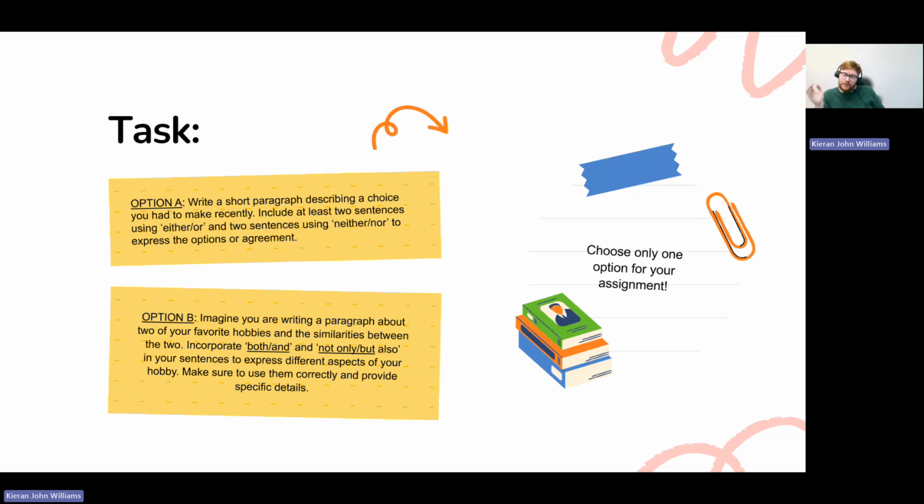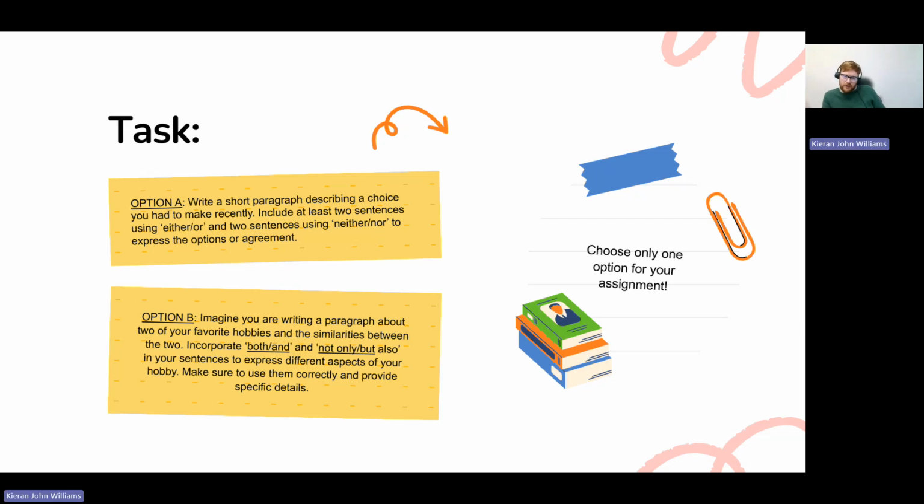Okay, so you have a choice of two options. You can either do option A or you can do option B. If you're feeling very brave, you can not only do option A, but also option B. In option A, you've got to write a short paragraph describing a choice that you had to make recently. So you're trying to use a few options here of either or, and also neither nor. And you're trying to show your options or agreement or something.